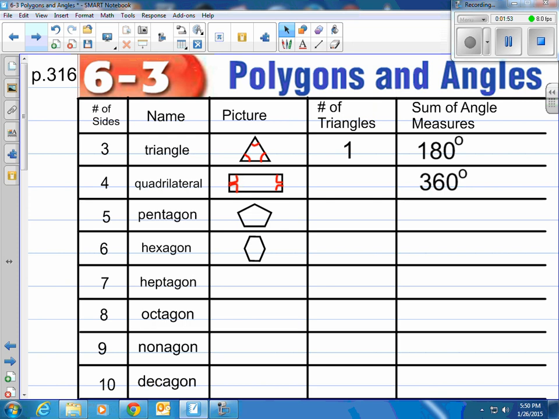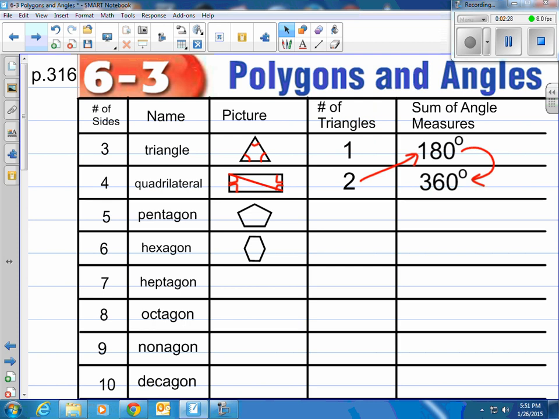Well, here's a fast way to do this. Draw yourself a diagonal from one vertex to the other and create triangles. Notice how many triangles you see there, and you want the minimum number of triangles. There are 2 triangles needed to make a quadrilateral. So when you have 2 triangles, you have 2 180s. And when you take 2 times 180, you end up with 360 degrees. Cool deal. How about a pentagon?